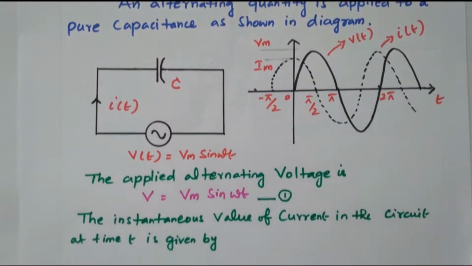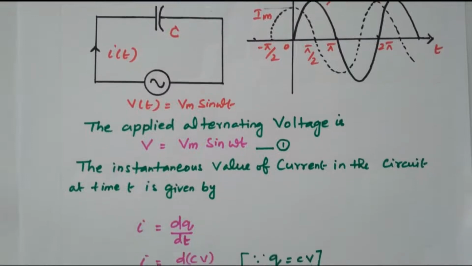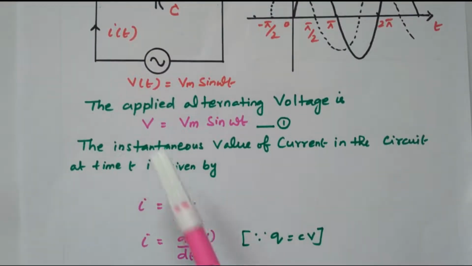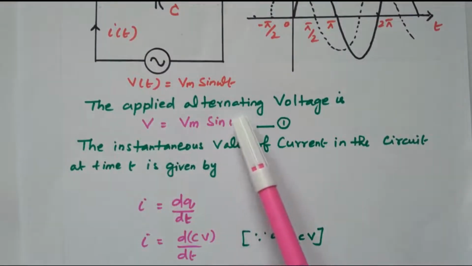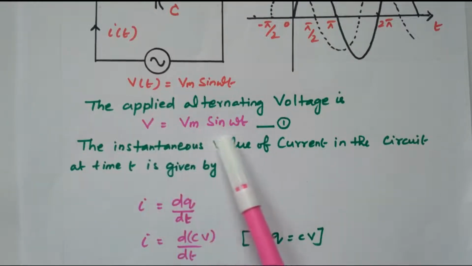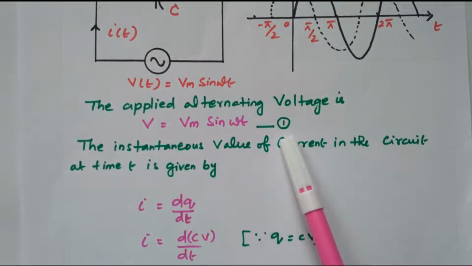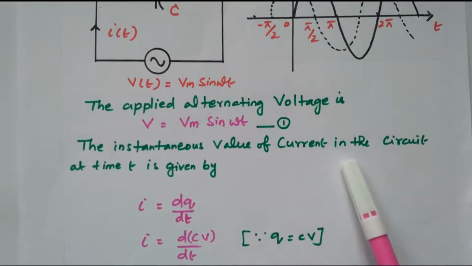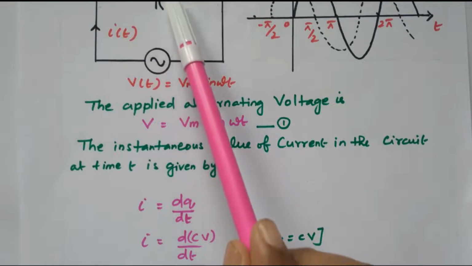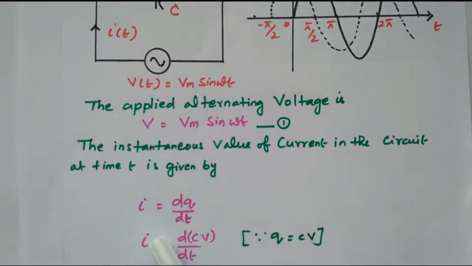Now consider the supply voltage. The applied alternating voltage V equal to Vm sin omega t. So this is the supply voltage. We take this as equation number 1. The instantaneous value of current in the circuit at the time t is given by I equal to dq by dt. Because a capacitor is connected, I equal to dq divided by dt, the rate of change of charge.